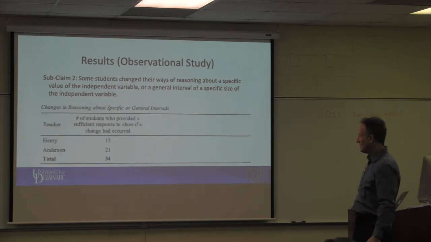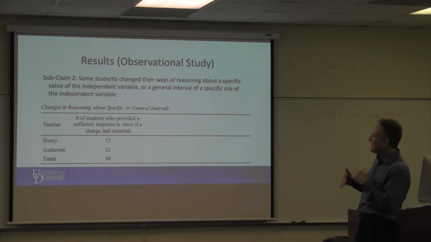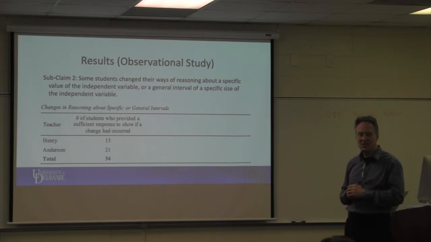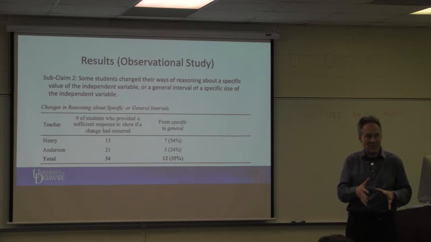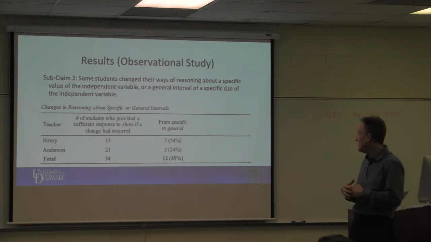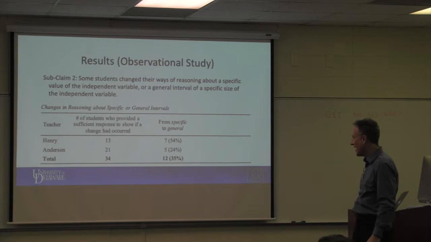And before we interpret this, let me tell you what happened in the classrooms. In Henry's class, 13 students gave us a response that we were able to tell if something changed or not, and 21 for Anderson. Of those 13, 7 of Henry's students changed from finding a specific answer at a specific time to finding an answer over a general interval of time. For Anderson, it was 5 out of the 21 that changed from a specific finding for a specific time to a general interval of time.